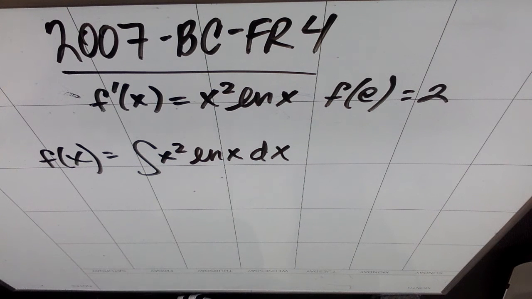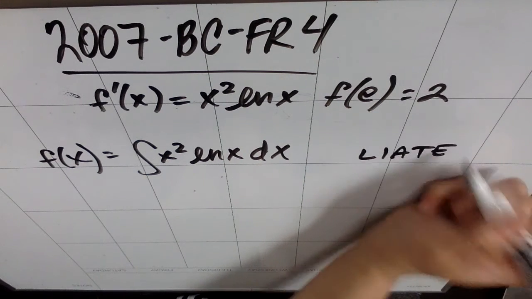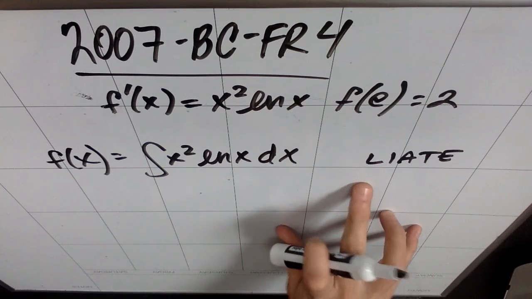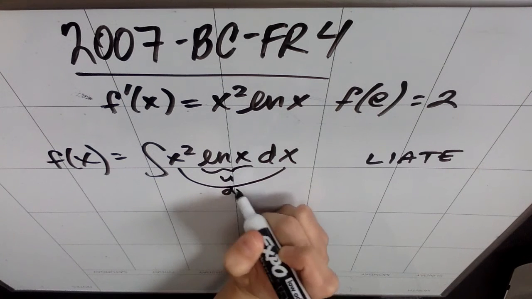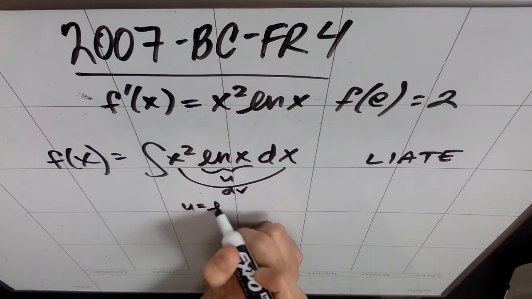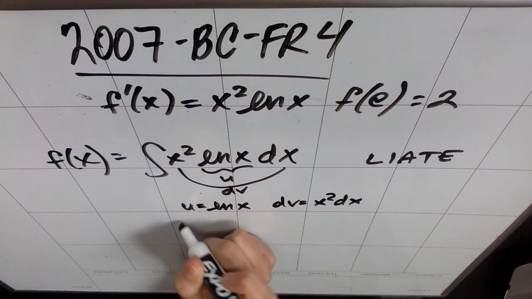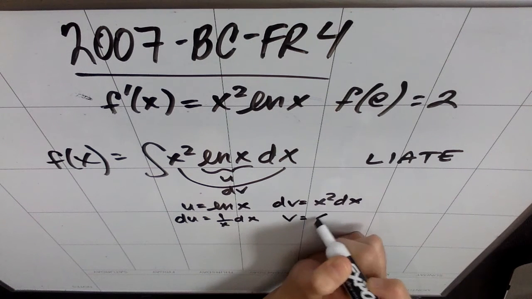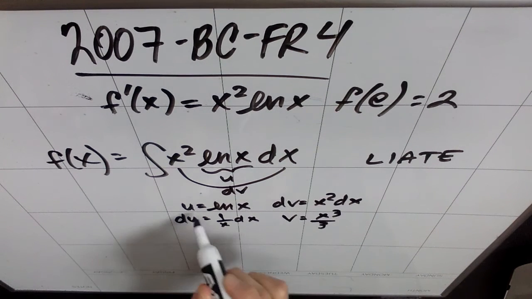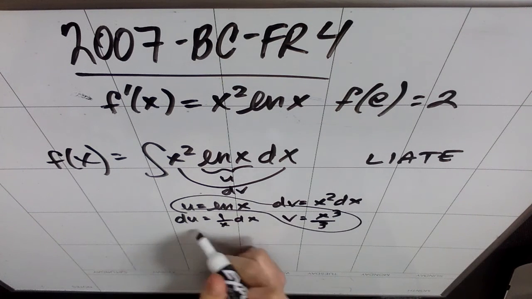So when we talk about picking our u in parts, we use the acronym LIATE, right? So our u is going to be, if we have one, a log. That means this is my u, and this whole thing is my dv. So u is the natural log of x. My dv is x squared dx. du would then be 1 over x dx, and my v would be x cubed over 3. So I'm going to multiply these together, and then I'm going to do this.